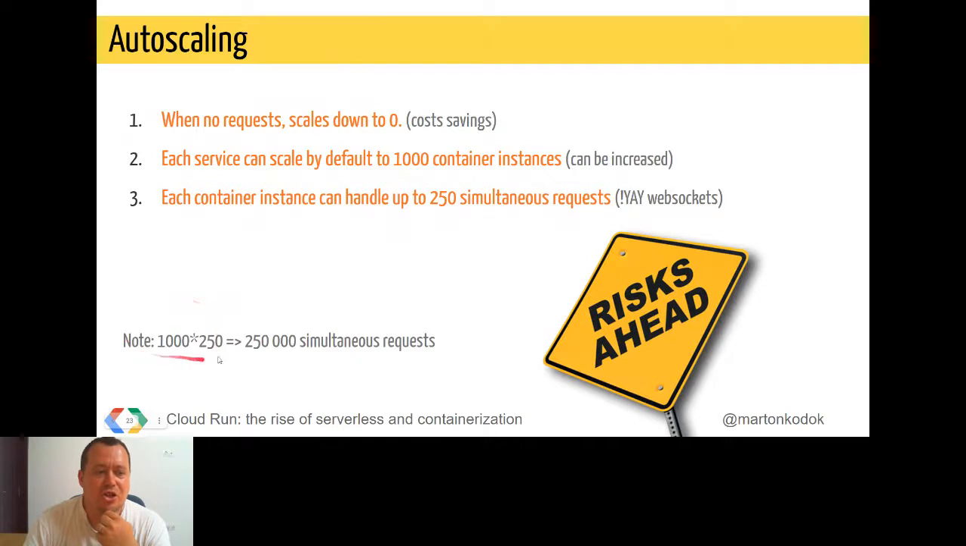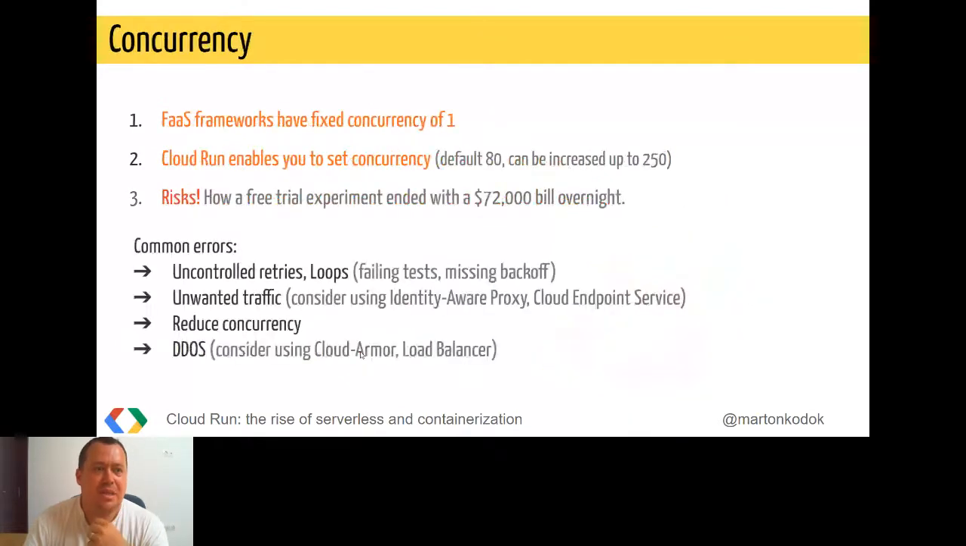So essentially, just the basic sum, it lets you run 250,000 simultaneous requests. So watch out what traffic you set up there, because this can actually turn out in a bad way if you have something nasty around.